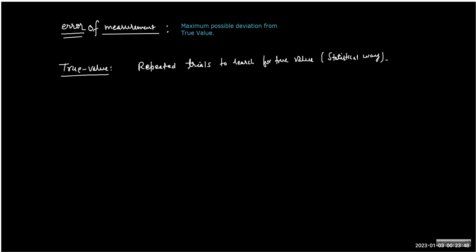Because if you do not know the true value of any experiment, let's say today you know the value of g is 9.81. But what about Newton? Was he knowing the value? Was he determining the value in repeated trials? Was he comparing against something standard, or was he trying to derive it through experiment for the first time? So he must have been doing it the statistical way.